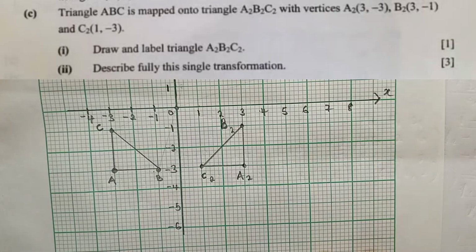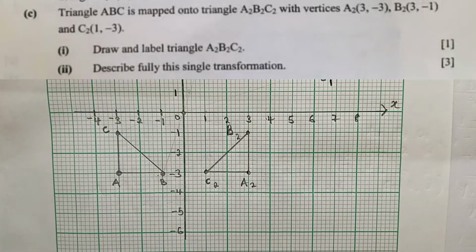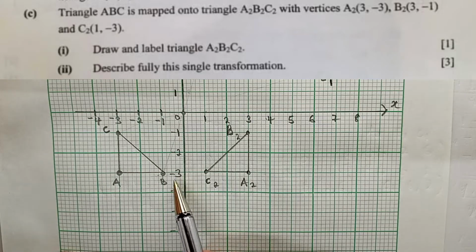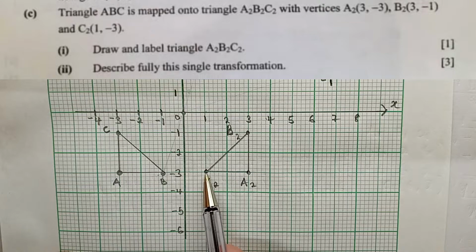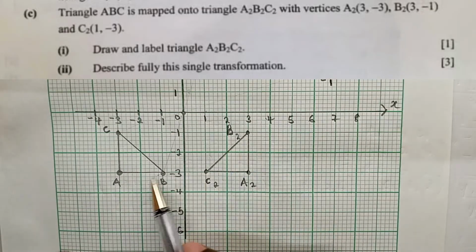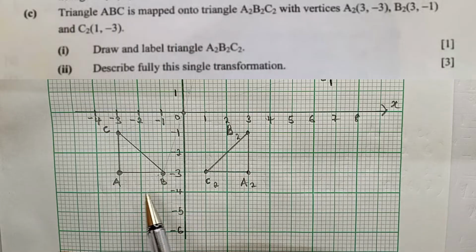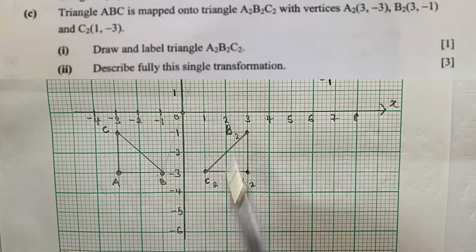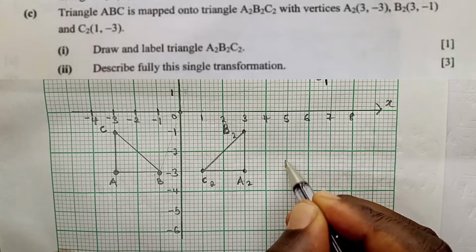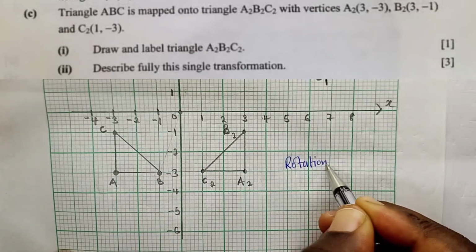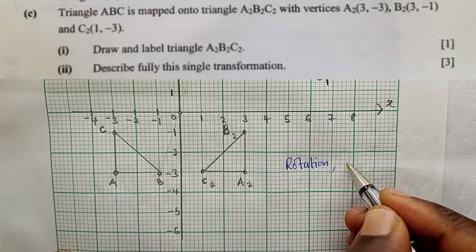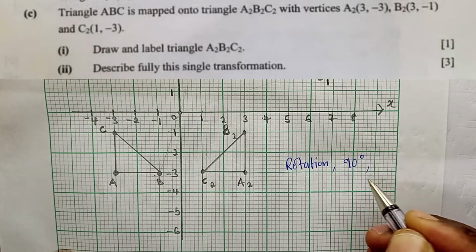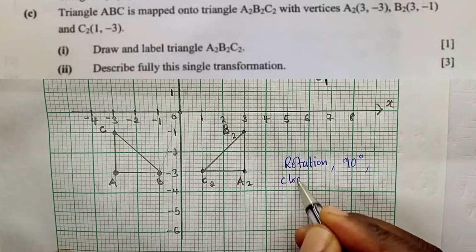Okay. So next will be to describe fully this transformation. If you can see, we could have said that this is a reflection, but look, this is C and this is B. Check where the B is, right here. So this shows that something has rotated. Okay, there was a rotation. So A came this side, C right here, and B there. So you can say it's a rotation. And the angle of rotation is 90 degrees, and it is rotating clockwise.